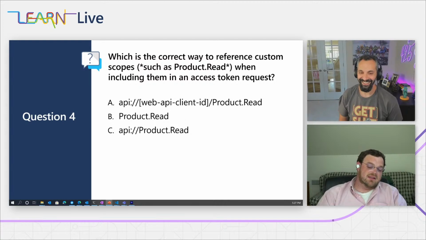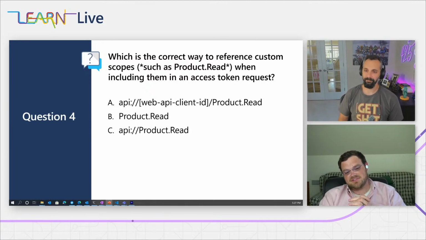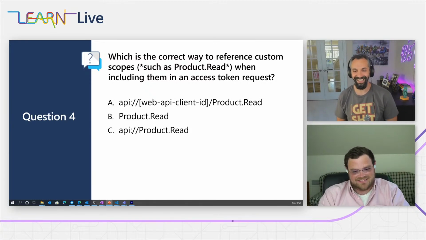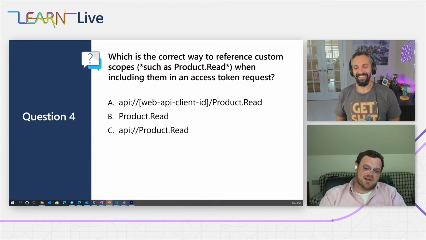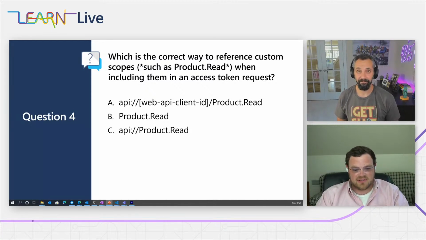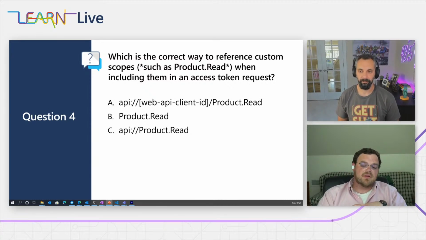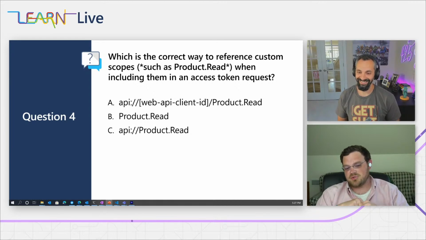Well, what's funny about this is that we and Identity don't actually do this the same way every time. So while API://the client ID of the web app, or the app ID, it's really the app ID URI. That's what it's called, the application ID URI. While that is the fully qualified scope, with one specific resource, we offer you the shortcut that you see with B, which is just the name of the permission.